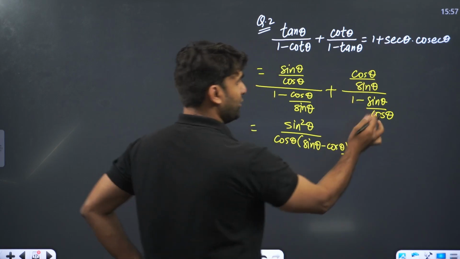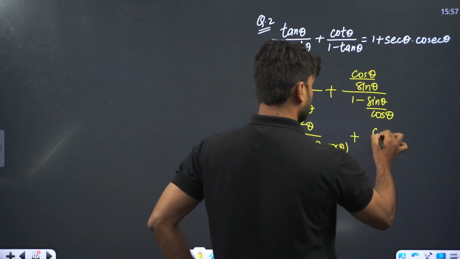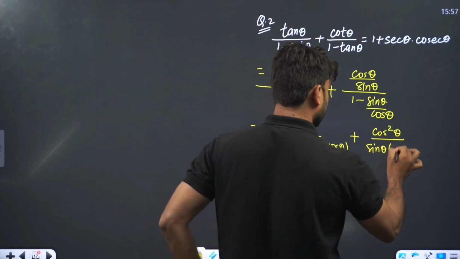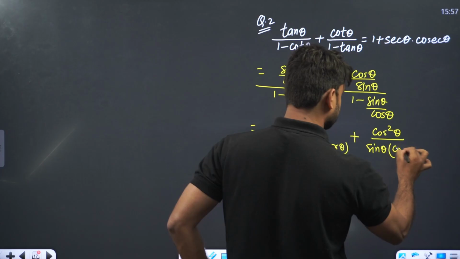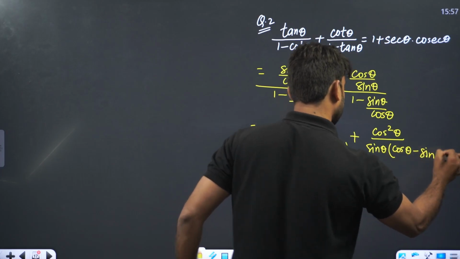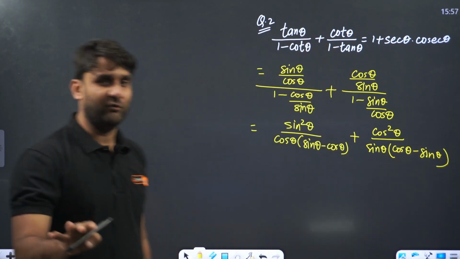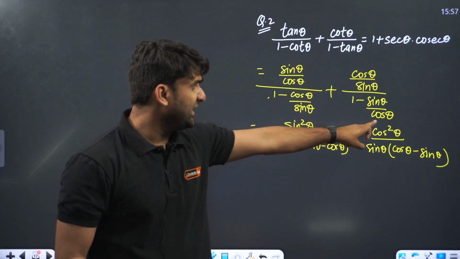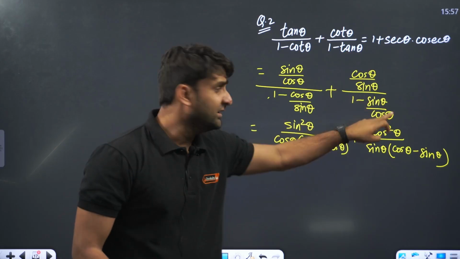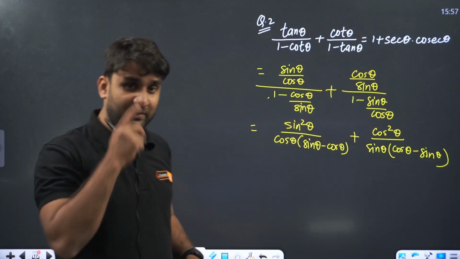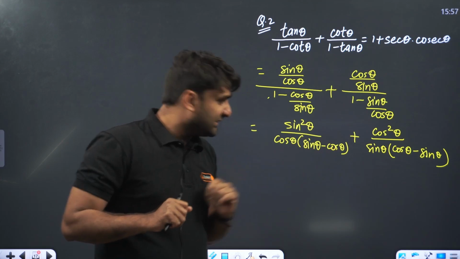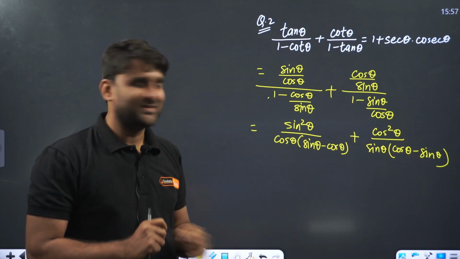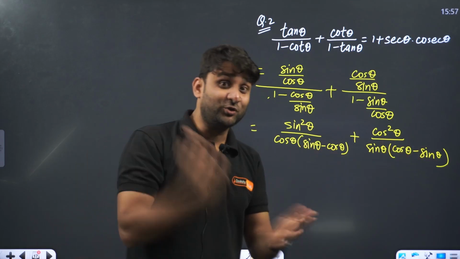Very good. And here on taking LCM, cos will go there. So this is cos square theta divided by sin theta into cos theta minus sin theta. Everyone, I have skipped one step by the way. Taking LCM, sin will go there, sin theta minus cos theta. Taking here LCM, cos will go there, cos theta minus sin theta, and this cos will be multiplied with this cos. Clear everyone? Now, this bracket is sin theta minus cos theta, and this bracket is cos theta minus sin theta. So little difference. This is sin minus cos, this is cos minus sin. So we can do one thing.